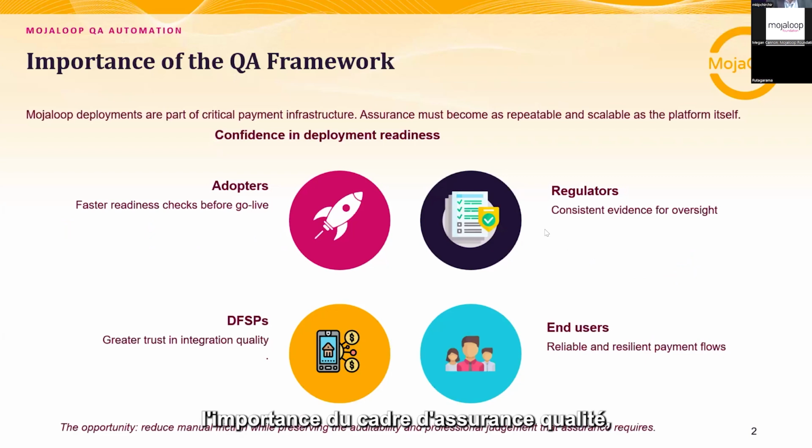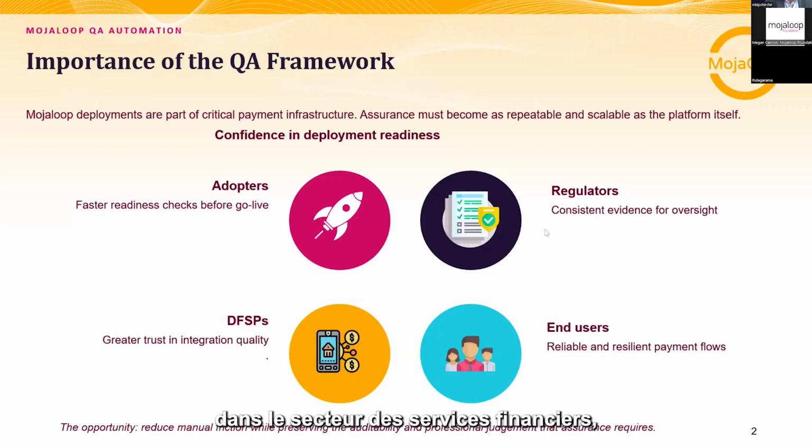First, to recap the importance of the quality assurance framework, this is really a framework that enables us to assure the quality of MojaLoop deployments. And it is important to several stakeholders. Number one, to adopters who need to be sure that the deployment has been done correctly. It's also important to digital financial services providers, as it provides greater trust and integration quality. It's also important to the end users. These are the people who actually make payments, because through quality deployments, we are able to have reliable and resilient payment flows.